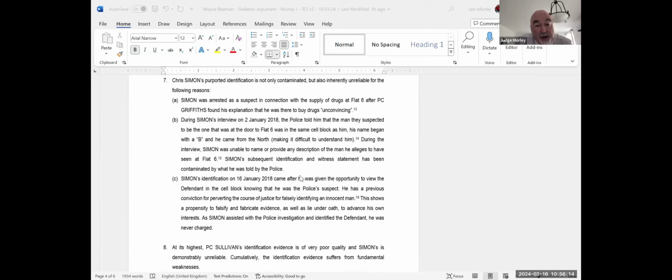During Simon's interview on the 2nd of January 2018, the police told him that the man they suspected to be the one that was at the door at Flat 6 was in the same cell block as him. His name began with a B, and he came from the north, making it difficult to understand him. During the interview, Simon was unable to name or provide any description of the man he alleges to have seen at Flat 6. Simon's subsequent identification and witness statement has been contaminated by what he was told by the police. Simon's identification on the 16th of January 2018 came after he was given the opportunity to view the defendant in the cell block, knowing that he was the police's suspect.